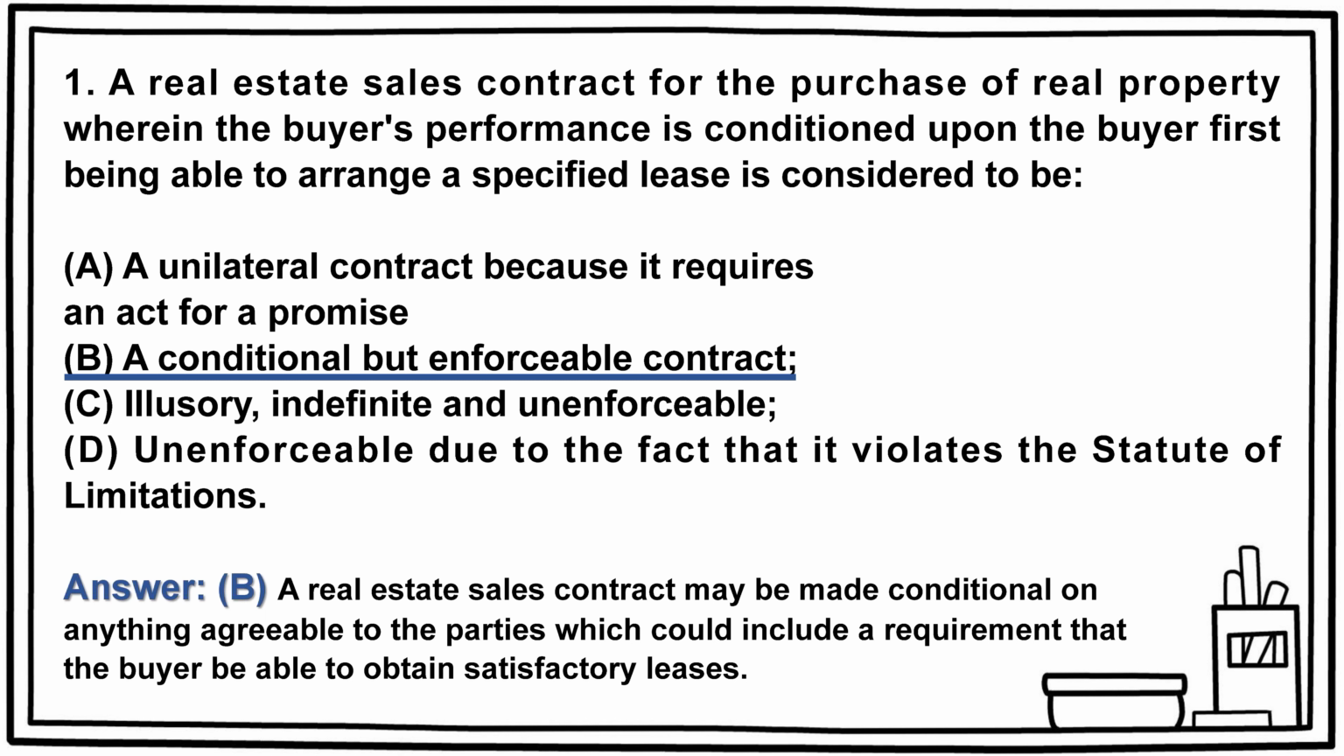Answer: B. A real estate sales contract may be made conditional on anything agreeable to the parties, which could include a requirement that the buyer be able to obtain satisfactory leases.